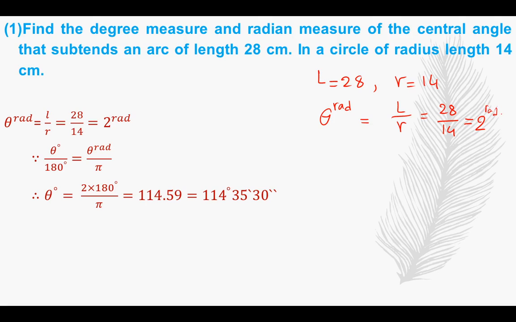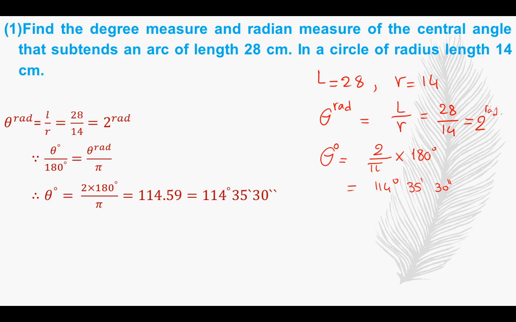All right, 2 radian. And we want to find theta degree by using the rule. Theta degree equals theta radian over pi multiplied by 180. Okay, use your calculator. It will be 2 over pi multiplied by 180. The result will be 114 degrees, 35 minutes and 30 seconds. And this is the solution.